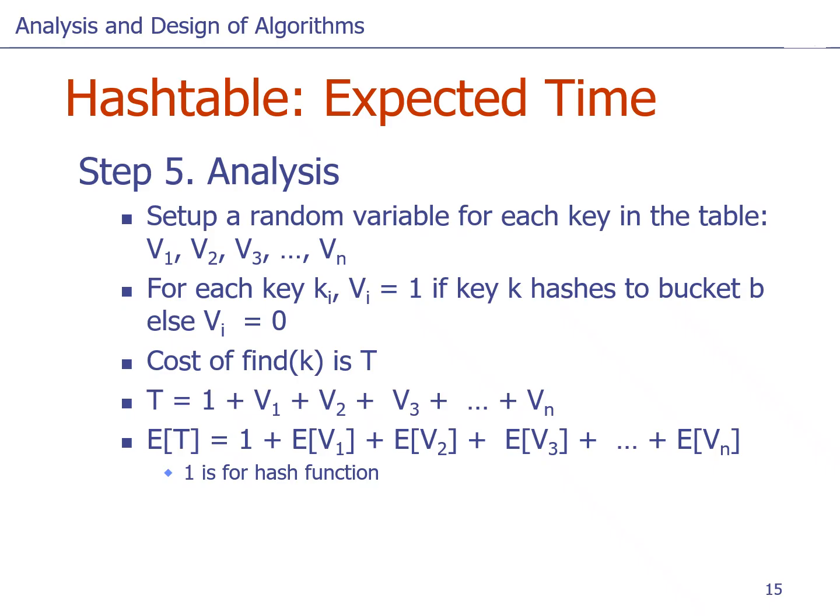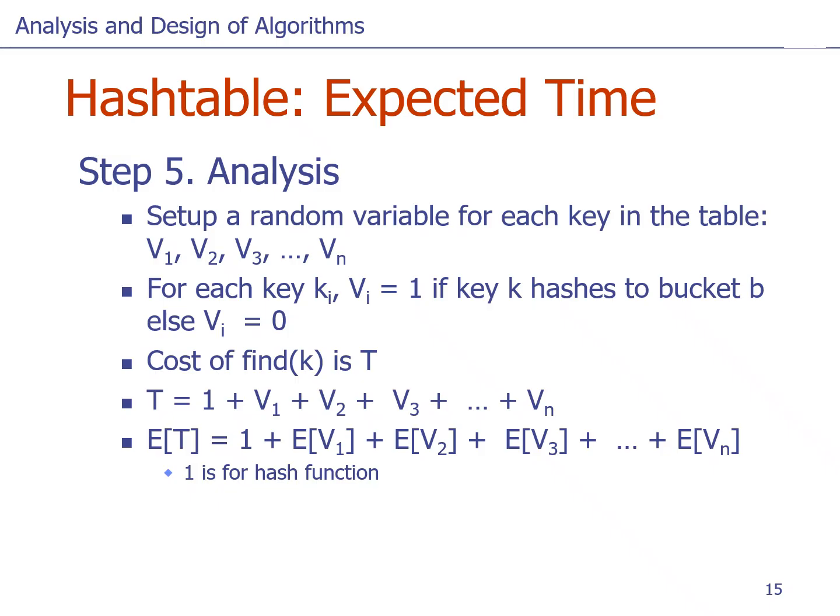Now here I have many keys, and each one of those keys has a probability of falling into a specific bucket. So I will introduce a random variable for every key. This is what the first point says. I will set up a random variable for each key in the table. So random variable 1 for key number 1, random variable 2 for key number 2, random variable 3 for key number 3, all the way to random variable n for key number n.